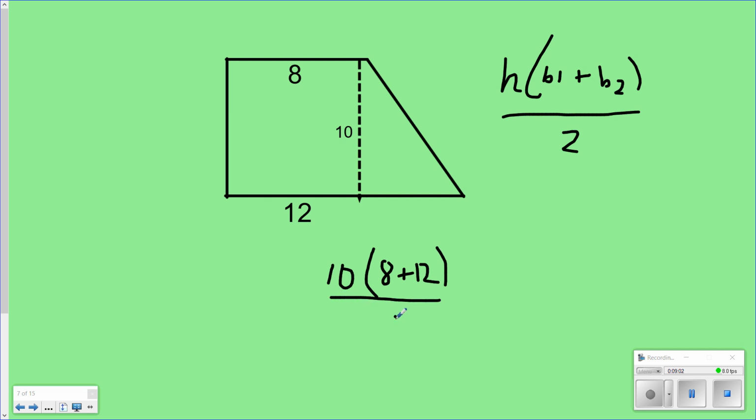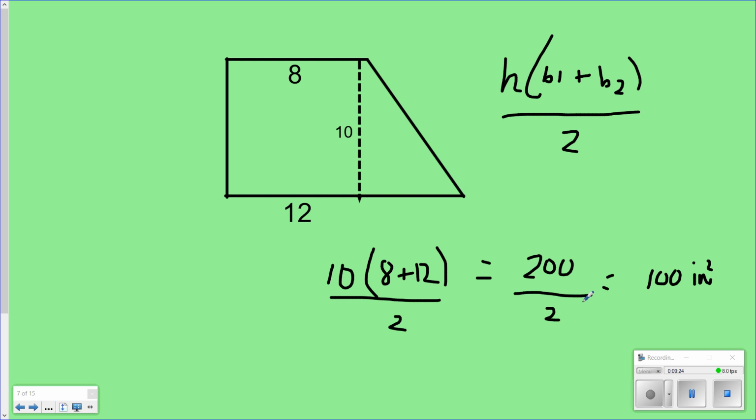Let's do the top part first. Let's see, 8 plus 12. We can do that in our head. 8 plus 12 is 20. 20 times 10 is 200, divided by 2. So it's going to be 100. We'll do inches again. Inches squared.